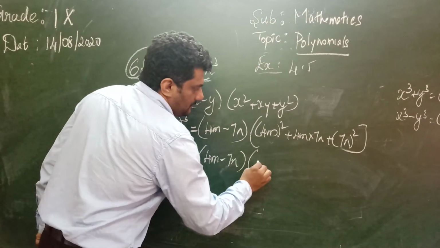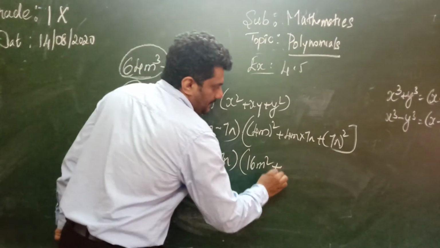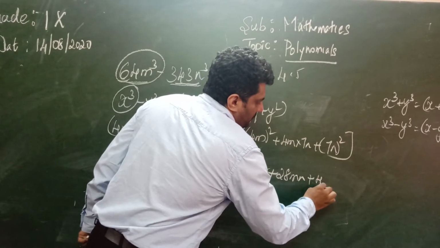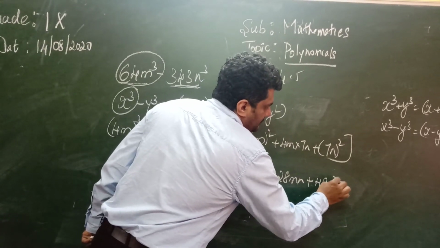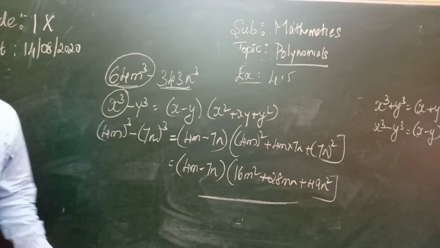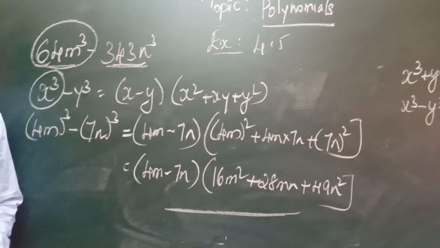This one: 16m square plus 28mn plus 49n square. This is how you factorize. Please copy down in your classwork.